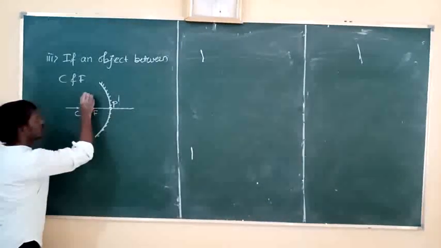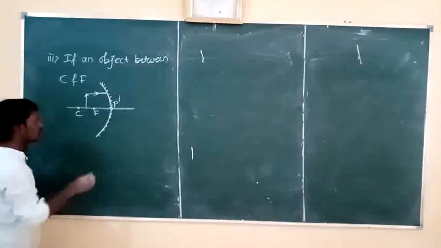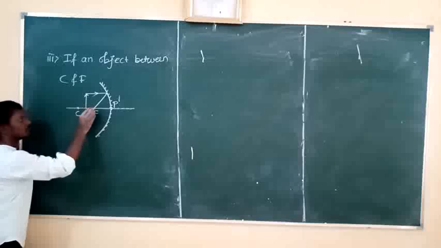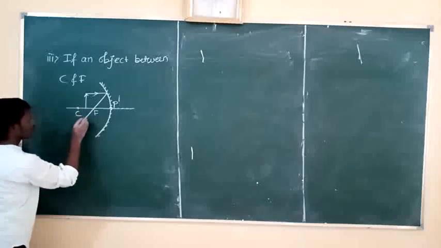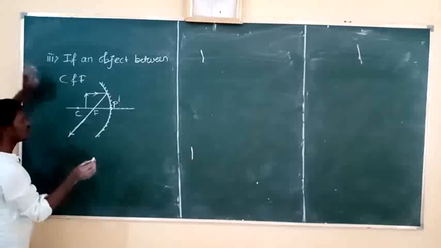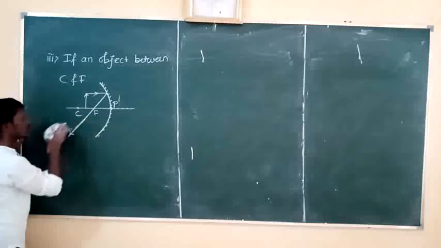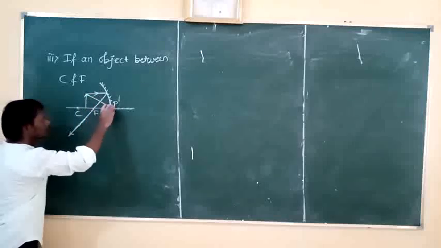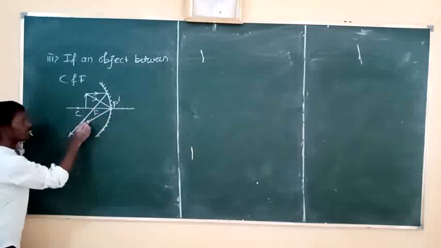Again we are going to consider two rays. First ray is parallel to the principal axis. After reflection the reflected ray passes through the focus. Then the second incident ray, which is incident at the pole. How is it incident at the pole? It is incident obliquely. It reflects obliquely with the same angle.